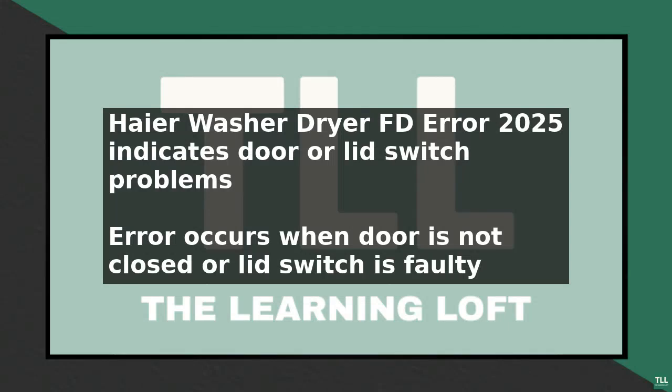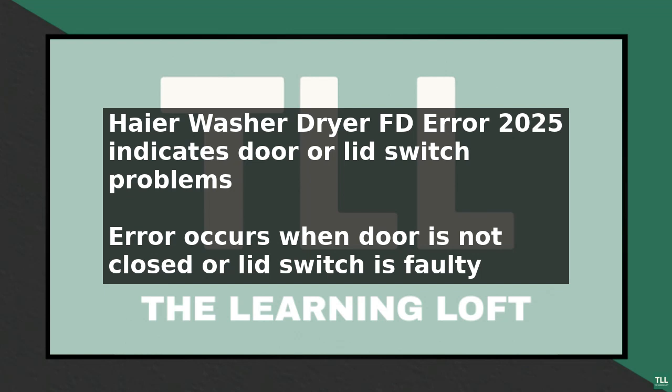To fix the higher washer-dryer FD error 2025, start by understanding what the error code means. The FD error code typically indicates a problem with the washer-dryer's door or lid switch. This error occurs when the appliance detects that the door is not properly closed or the lid switch is faulty.